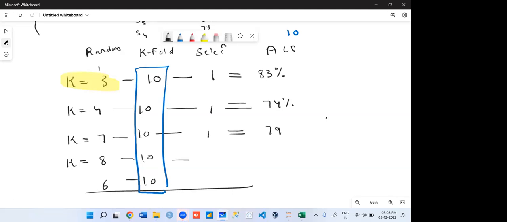So how many values of K are there, guys? 10. K fold, K is 10. Okay. In KNN, K is how many values? 3, 4, 7, 8, 6.